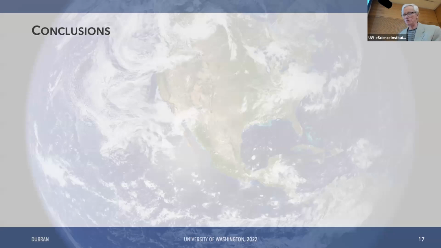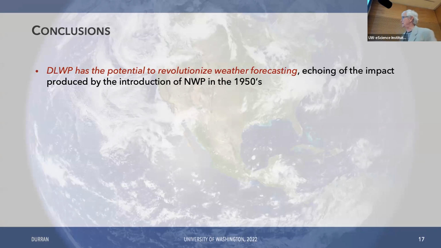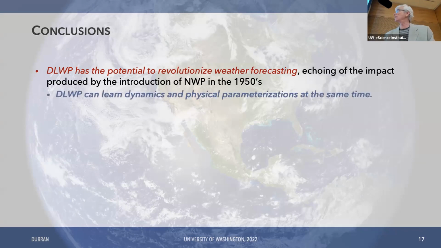Okay, so conclusions. Deep learning weather prediction has the potential to revolutionize weather forecasting, echoing the impacts produced by the introduction of NWP in the 1950s. That revolution was based on two things: new computational capabilities in the form of the ENIAC and basic CPU-based computers. Now we have GPUs and a really different architecture, even in the hardware end of the world, that can make a difference. And of course, they had basic numerical analysis that got them somewhere in the 50s. We have a much more sophisticated understanding of AI these days.